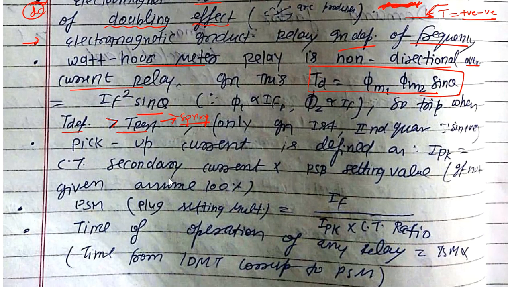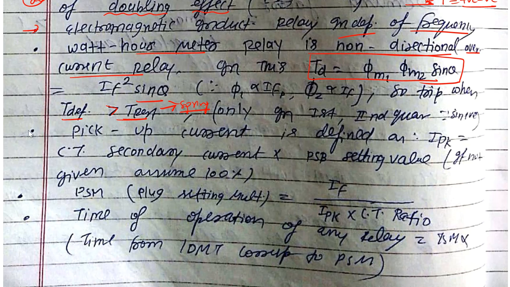Next one, a very important formula; most of the students will get confused here. Remember this point: pickup current. Pickup current is defined as IPK equal to the current transformer secondary current, that means the actual current, into the plug setting box setting value. So the PS value or plug setting box value. If it is not given, we can assume it as 100% here.